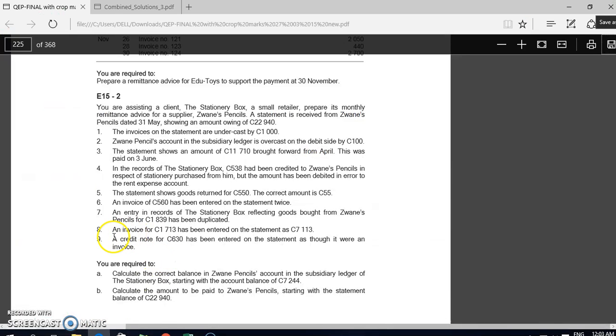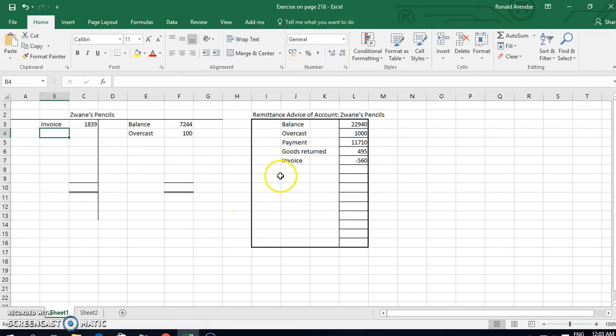Then the next one, it says an invoice for 1713 had been entered on the statement as 7113. So again, keep in mind an invoice increases. So the invoice amount was 1713. However, they entered it as 7113, which means they entered 5,400 too much on our account. So we have to decrease with the correction of that invoice. We have to subtract 5,400.